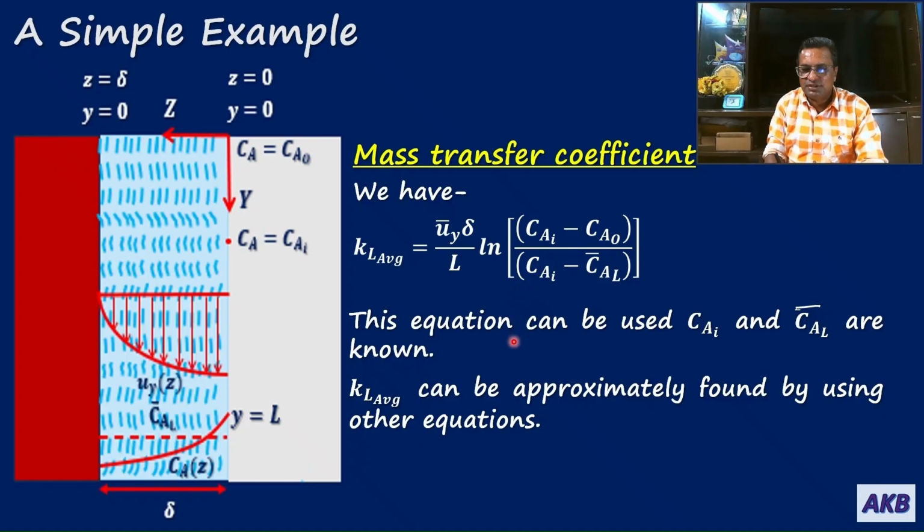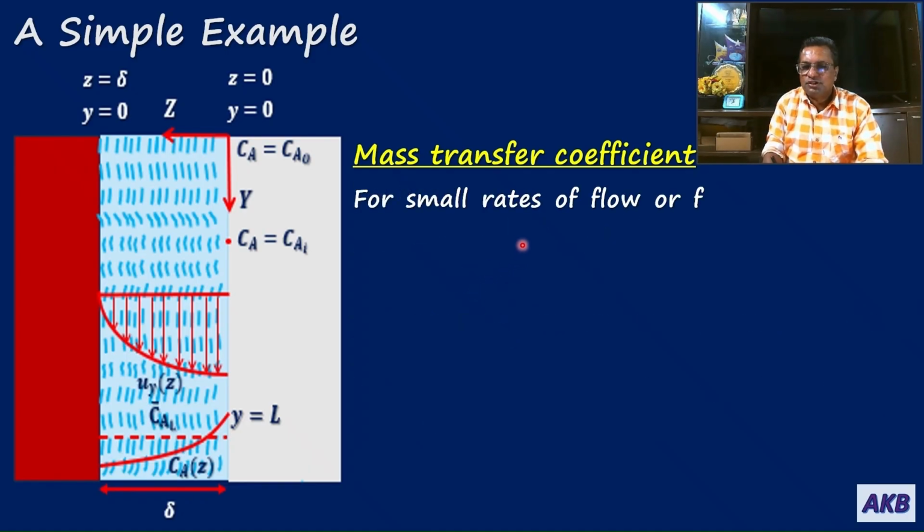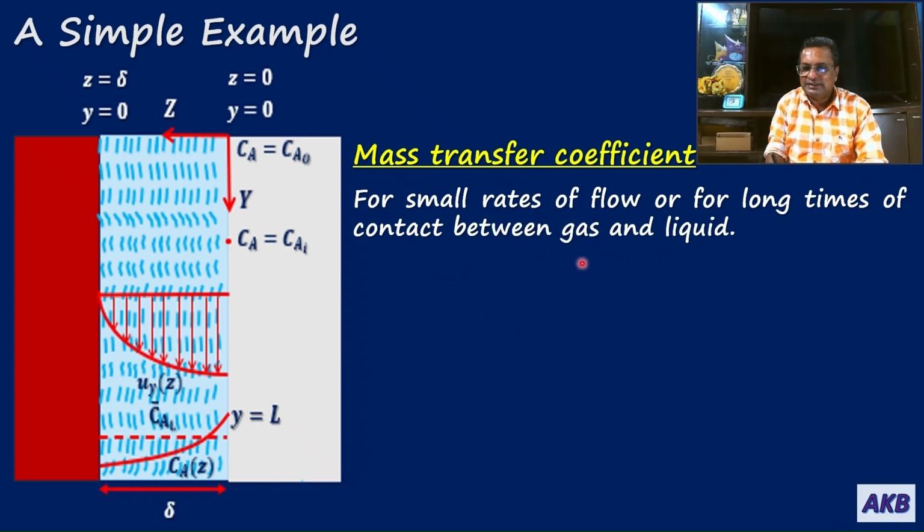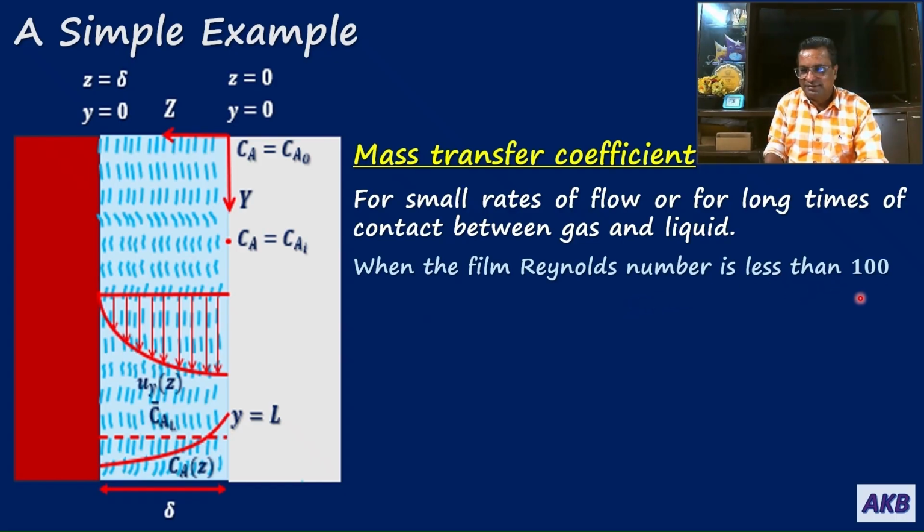Now what are these other equations? Let us know. For small rates of flow or for long contact times between gas and liquid, the film Reynolds number will be less than 100. So if the flow rate is small, and the other case is if there is a long contact between liquid and gas, then the film Reynolds number is given by 4m by mu, and it is less than 100 for this case.